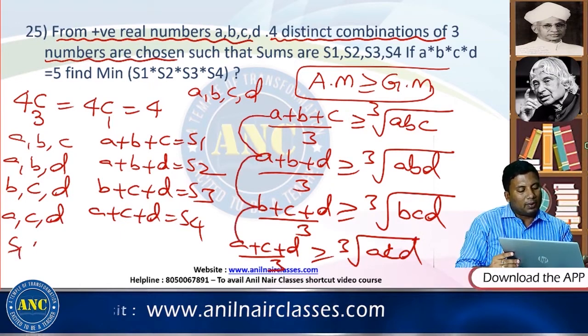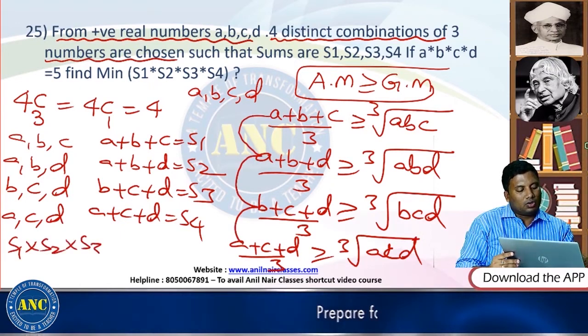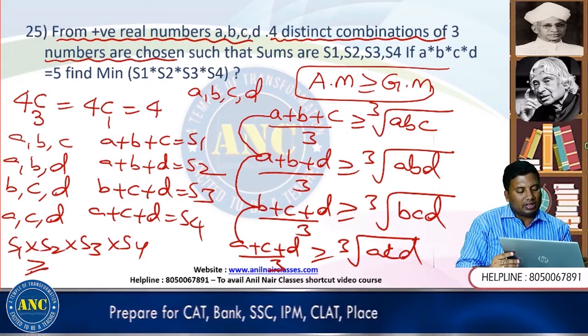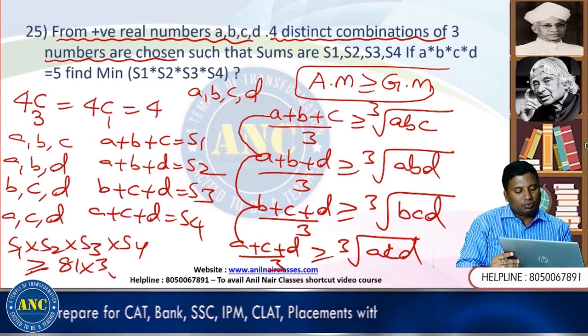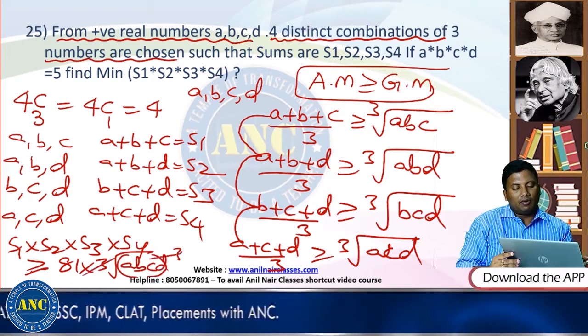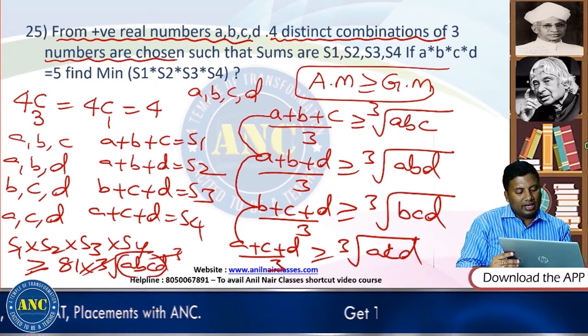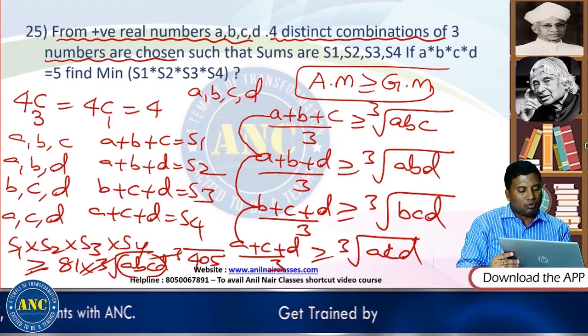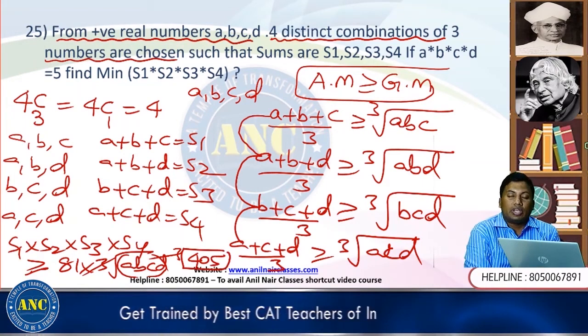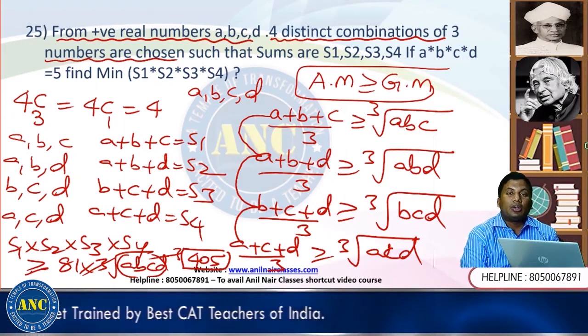If I multiply S1 into S2 into S3 into S4, it is greater than or equivalent to 3 into 3 into 3 into 3, which is 81, into cube root of ABCD whole cube. What is ABCD? 5. 81 5s are, answer is 405. A very, very beautiful question where I am using AM greater than or equivalent to GM.